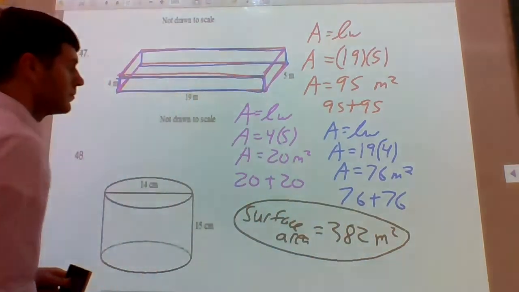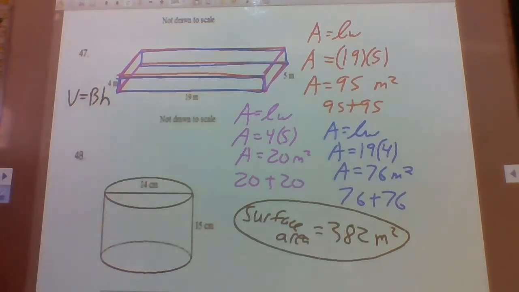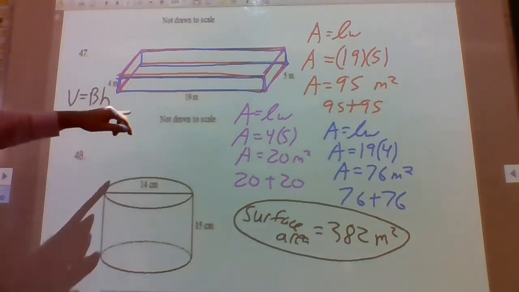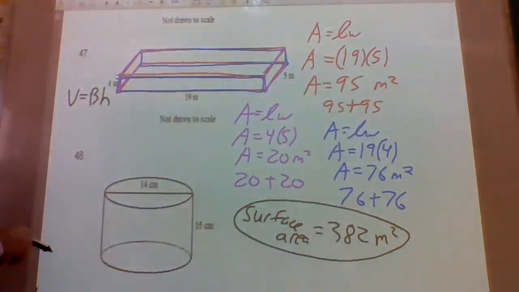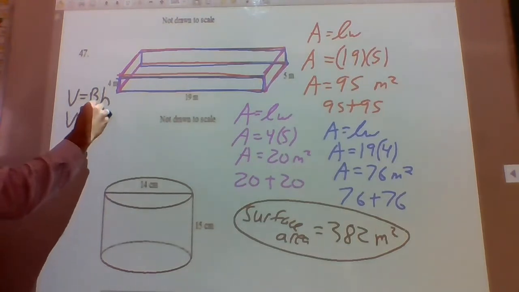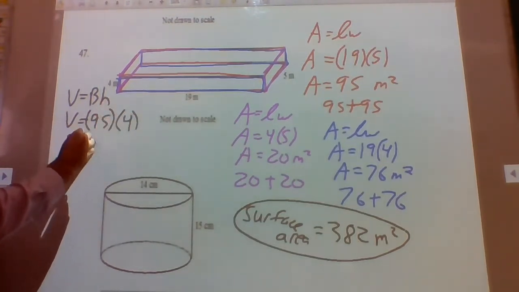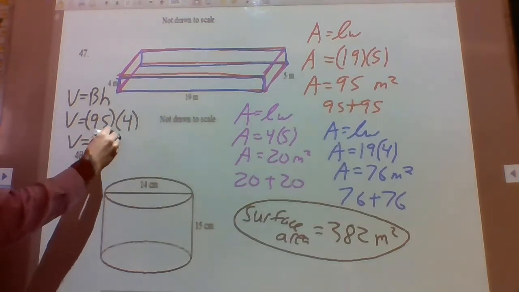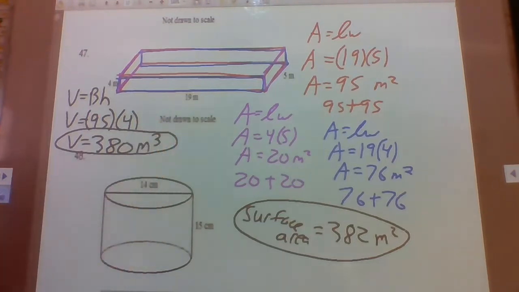Then to find the volume. Volume is the area of the base times the height. You can pick any of the 2 sides here to be the base. I always try to go with the top and the bottom. Okay. So the area of the bottom was 19 by 5, which was 95. Okay, and then the height was 4. So it would be 95 times 4, which is going to be 380 meters cubed. Okay. Let me just double check, 95 times 4.